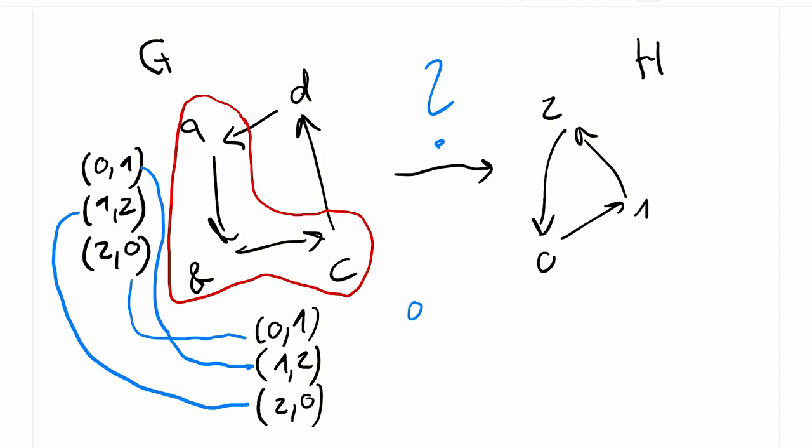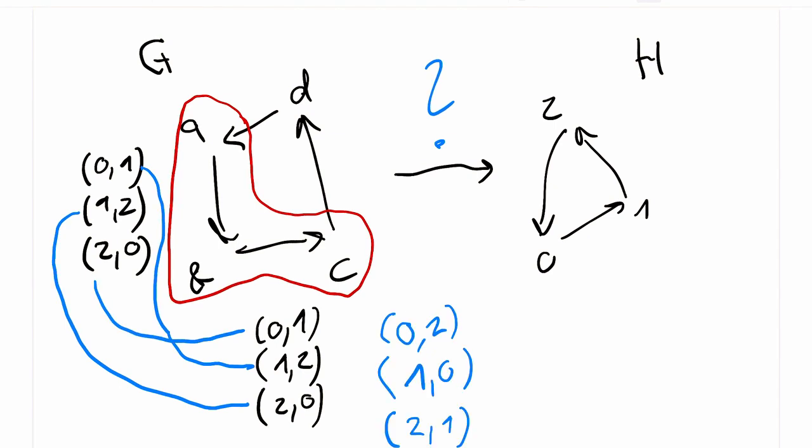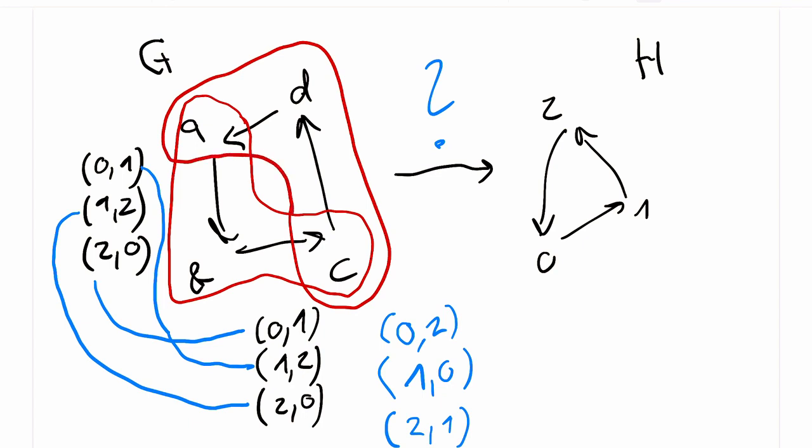0, 2, 2, 1, and 1, 0. Let's repeat the entire argument, but for the triple CDA. For CDA, all edges are reversed, so we get the list by the analogous reasoning 2, 0, 0, 1, and 1, 2.